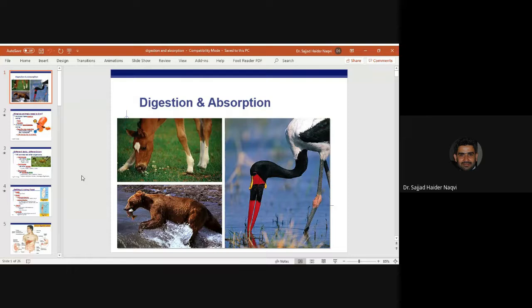So let's start the digestion and absorption. You have got the idea about the process, but this is part of the course, so we're gonna have an overview of what digestion and absorption means in terms of biochemistry.